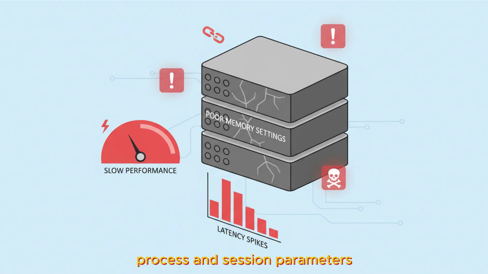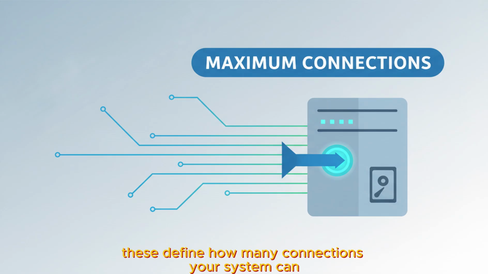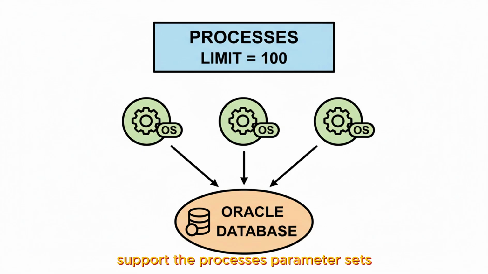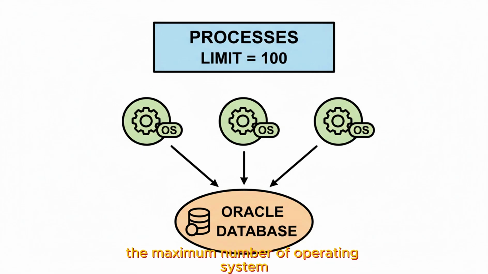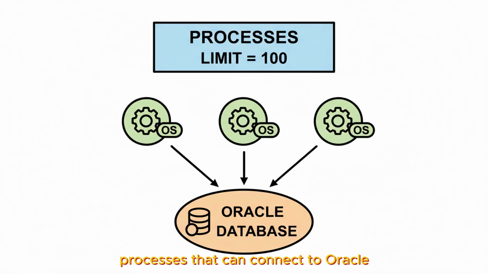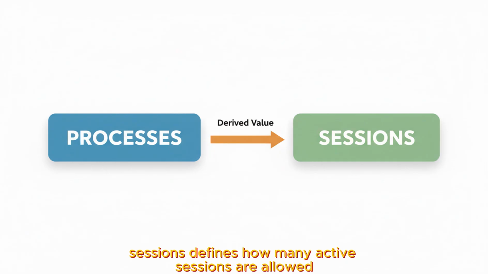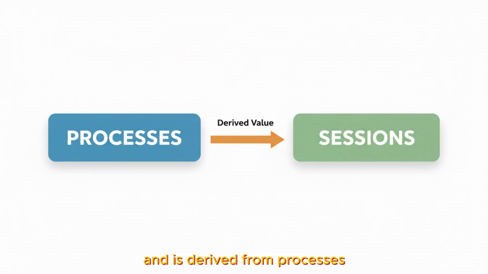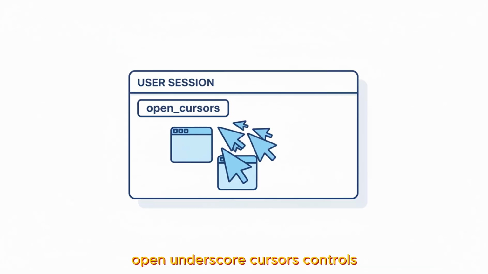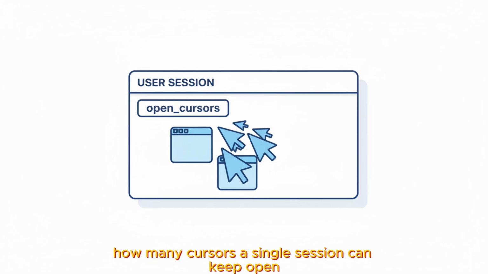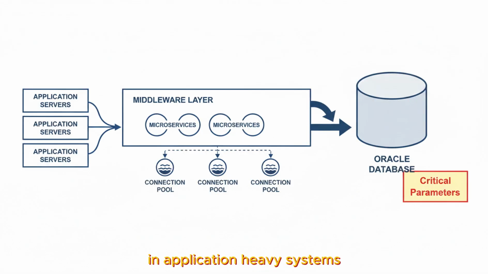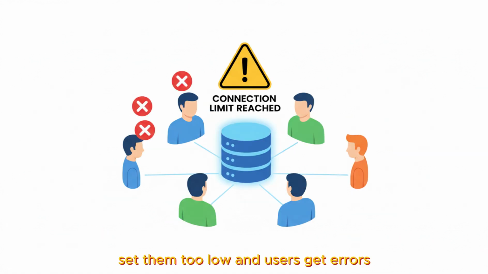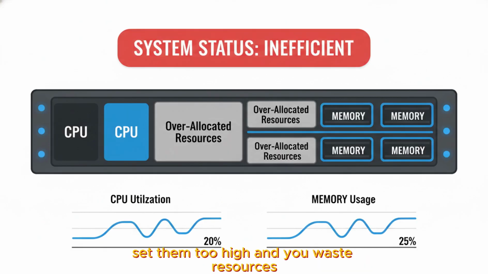Process and session parameters. These define how many connections your system can support. The processes parameter sets the maximum number of operating system processes that can connect to Oracle. Sessions defines how many sessions are allowed and is derived from processes. Open_cursors controls how many cursors a single session can keep open. In application-heavy systems, especially with middleware, microservices, or connection pools, these parameters become critical. Set them too low and users get errors. Set them too high and you waste resources.